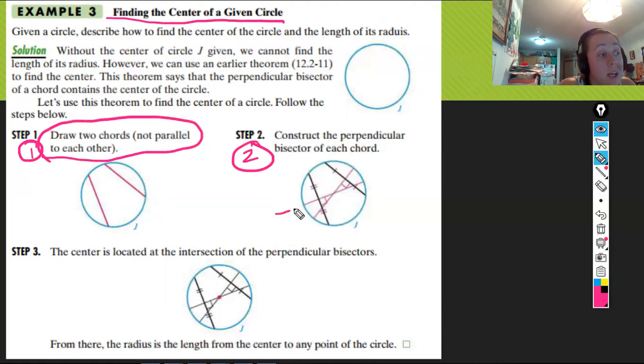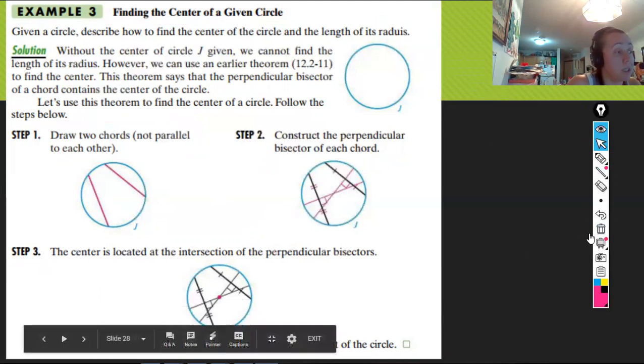Then I would write number 1, draw two chords, not parallel. Step 2, construct the perpendicular bisector of each chord. So see how we cut it right in half? And then step 3, the center is located where those perpendicular bisectors intersect. Pretty cool. So these are the 3 steps you need to have for your homework. All right, we are almost done.